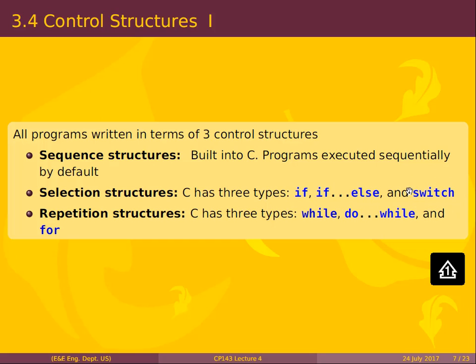I don't think we've covered the switch up to now, but it's just a very nice, ordered way to specify if statements. Then we've also got the repetition structures, which basically repeat a piece of code. And we have 3 types: a while, a do while, and also a for statement.